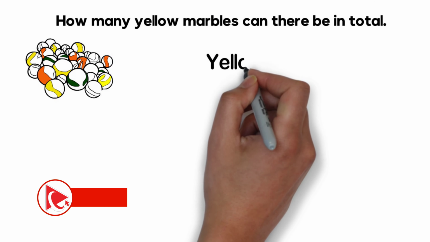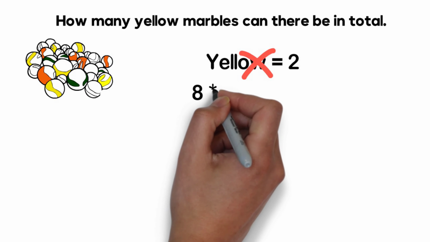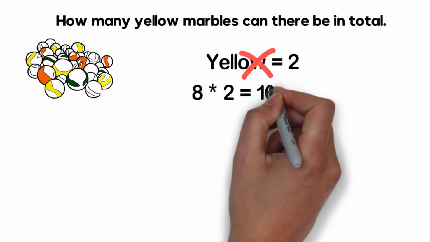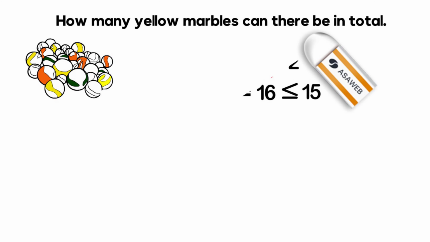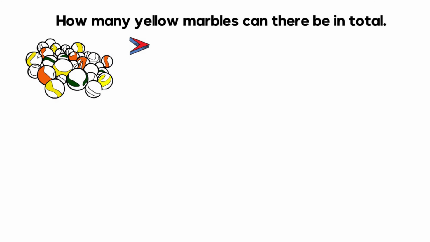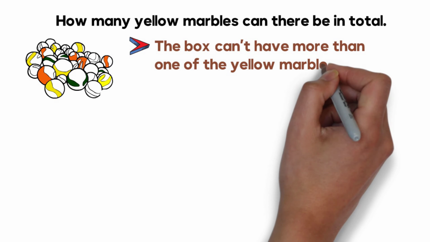Can there be 2 yellow marbles? No, because if we multiply 8 by 2, we will get a total of 16 marbles, which is greater than the 15, which is the current total number of marbles. Based on this information, the box cannot have more than 1 yellow marble.